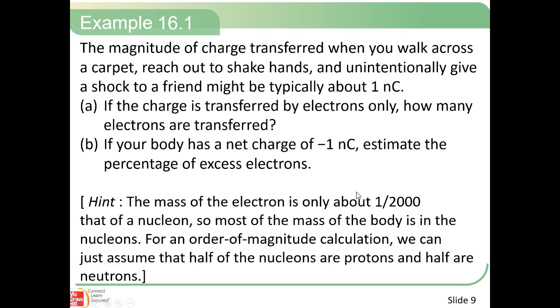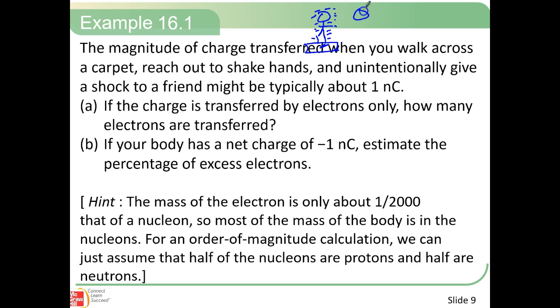So let's take a good look at an example. This is example 16.1, and it says the magnitude of charge transferred. So you're walking across a carpet. Here you are, walking across a nice shag carpet. When you do that, you actually pick up charges all over the outside of your body. We'll talk about what the charge on the inside of your body would be, but right now we have those charges on the outside of your body.